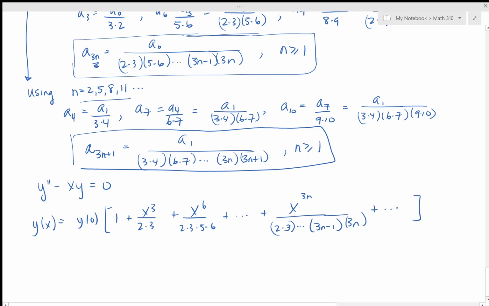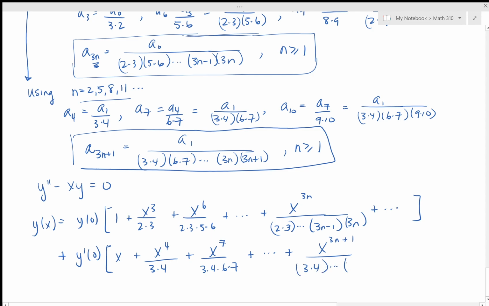These are infinite series, and then I have to write the other ones here because they're not exactly the same. I can't put them together in one piece. And then I have here x to the 7 over 3 times 4 times 6 times 7, and then I keep going. I put the general term looking like this, 3n plus 1, plus dot dot dot.